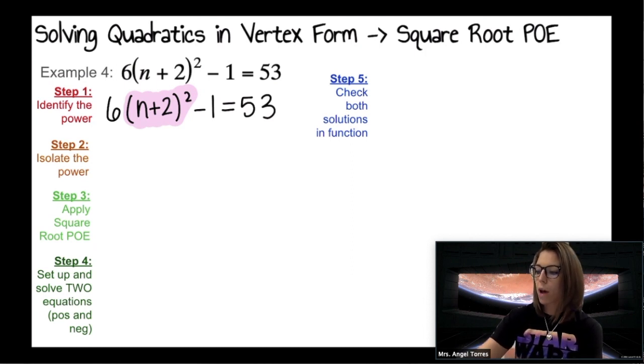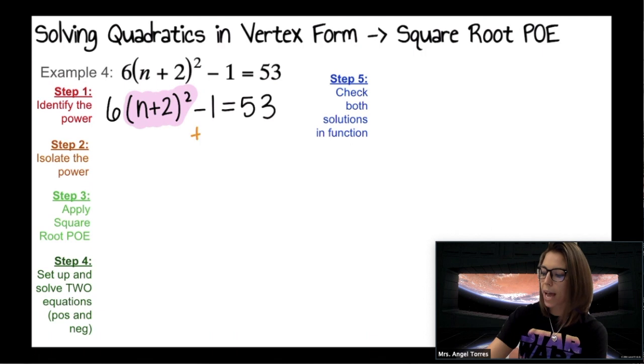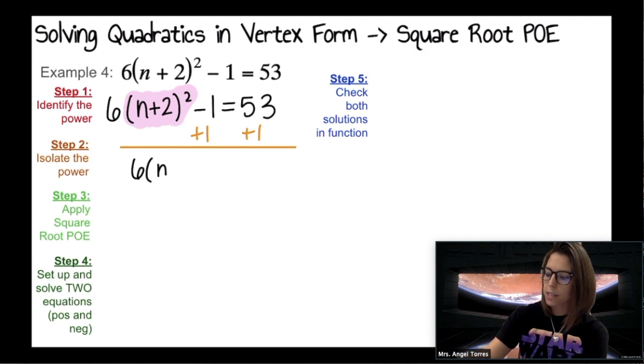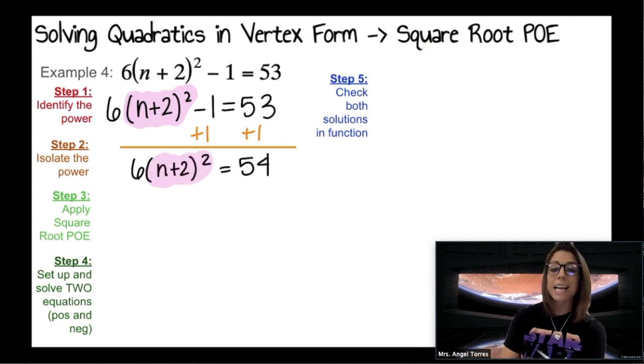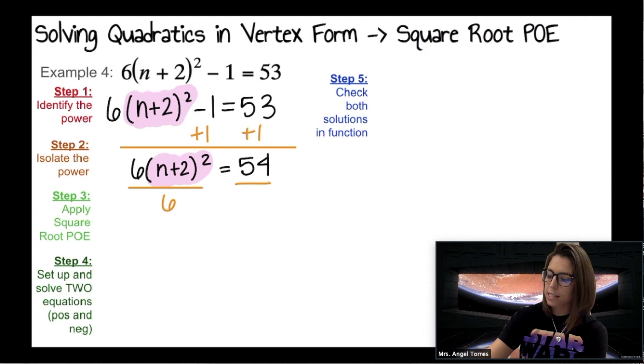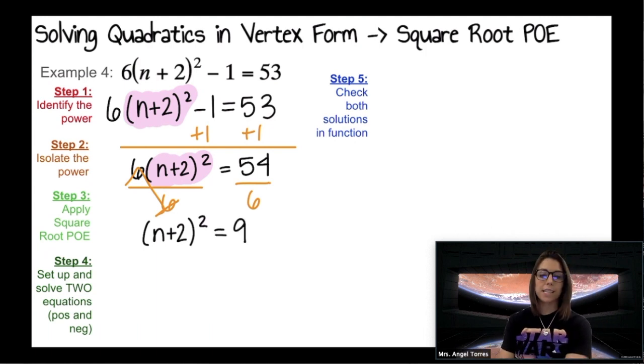Our goal is to isolate that power. So let's start off by adding 1 to both sides, because that will at least create a 0 term there. And that leaves us with 6 times our power equals 54. Our power is still not fully isolated. We need to get that square by itself. So my next step will be to divide both sides by 6, because that creates a big 1. And now I have my power n plus 2 squared equal to 54 divided by 6, which is 9.